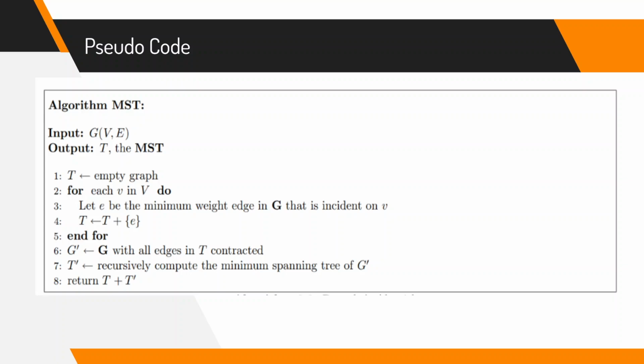Then get the final components from the G, put it in G dash, and then recursively compute the minimum spanning tree for G dash. At the end, we will be returning the union of all the edges in set T as well as in T dash.